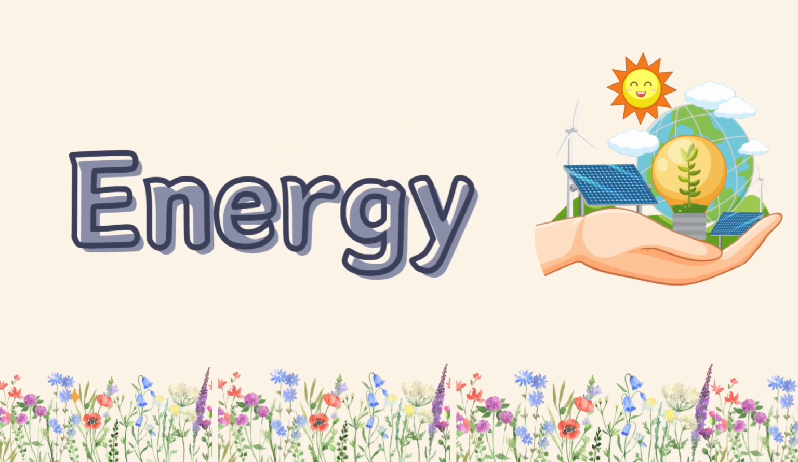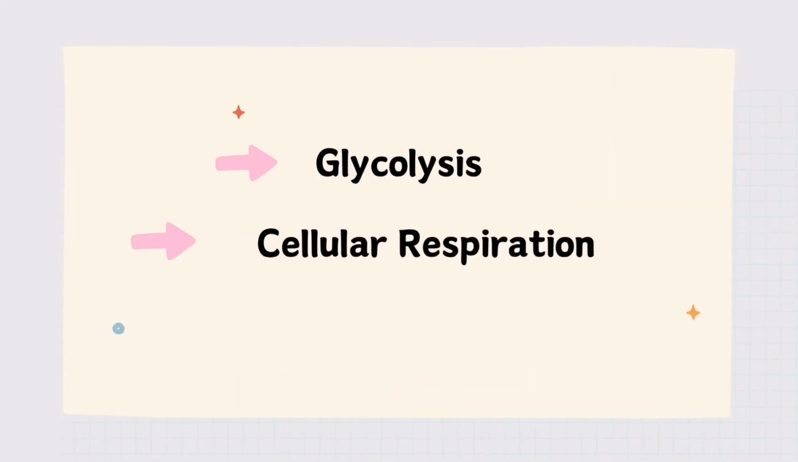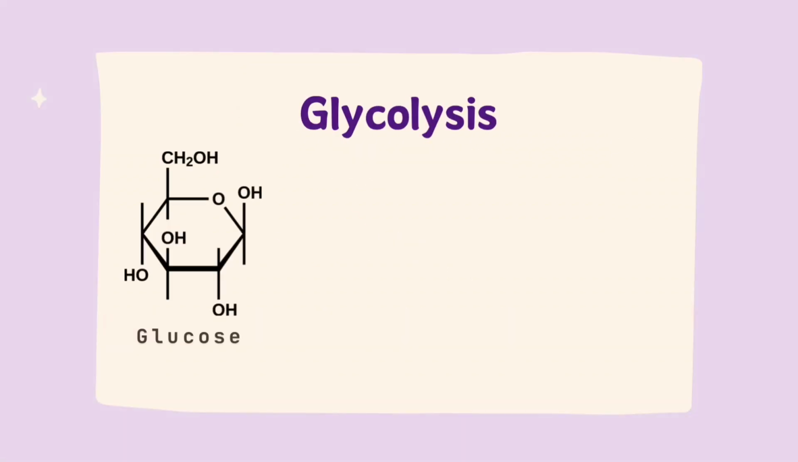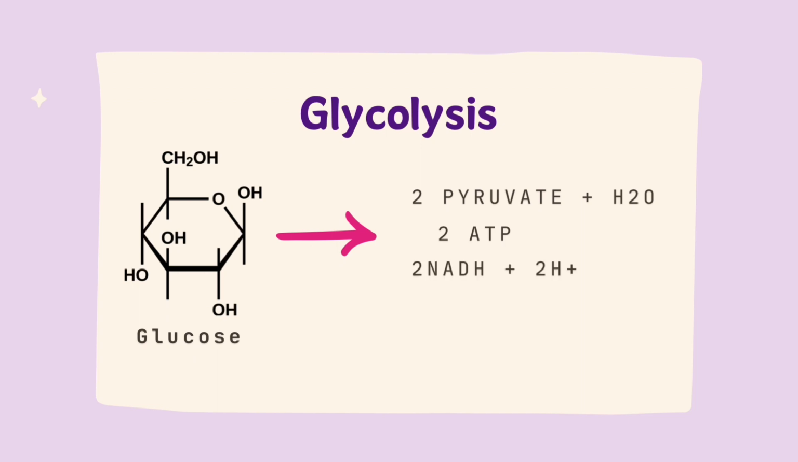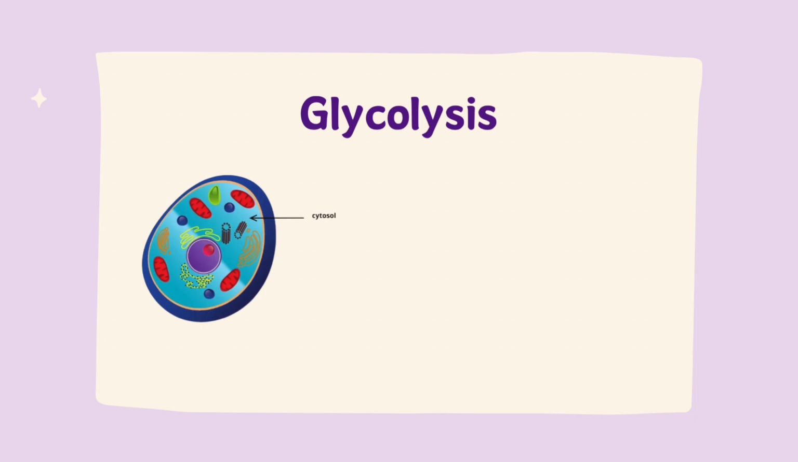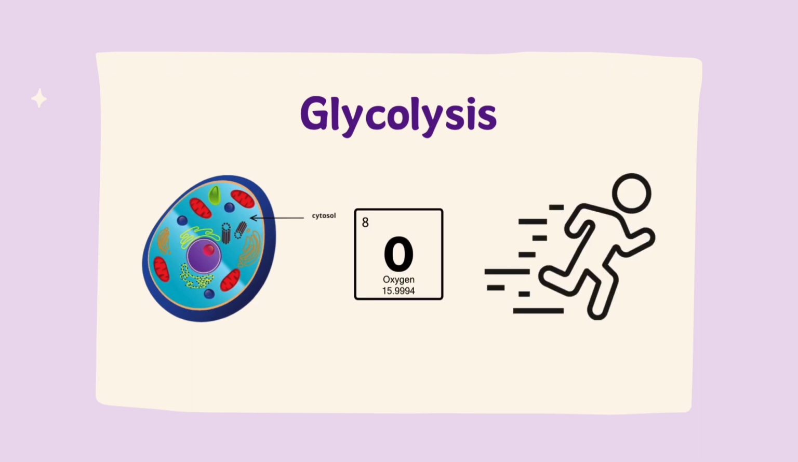Where does our energy come from? Our energy comes from three different systems: glycolysis, cellular respiration, and the phosphate system. Glycolysis is the breakdown of glucose. Glucose gets broken down into 2 pyruvate plus water, 2 ATP, and 2 NADH plus 2H+. Glycolysis occurs in the cytosol, which is the aqueous component of the cytoplasm in the cell. Glycolysis creates ATP without oxygen, but it can use oxygen as well. The energy produced is fast energy, but there are limited amounts of it.